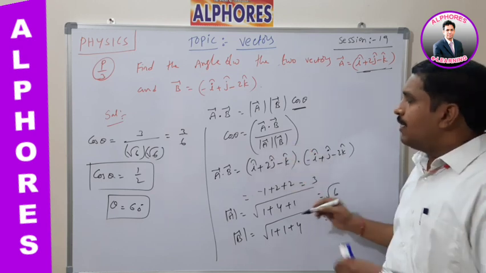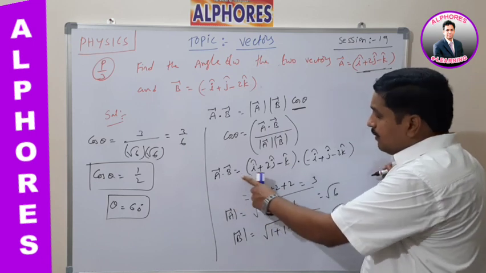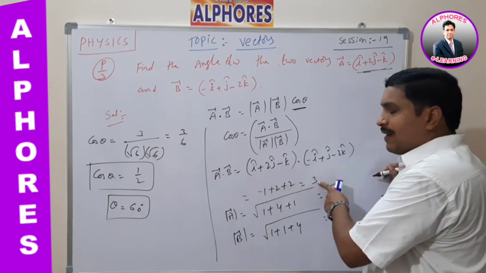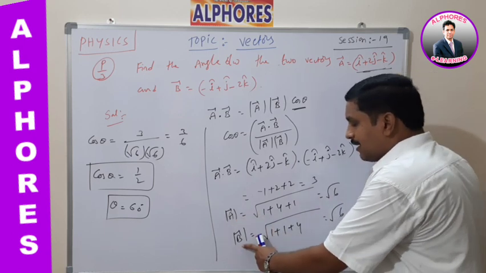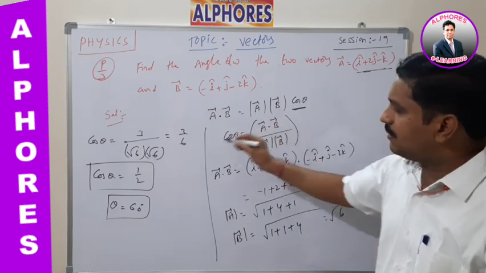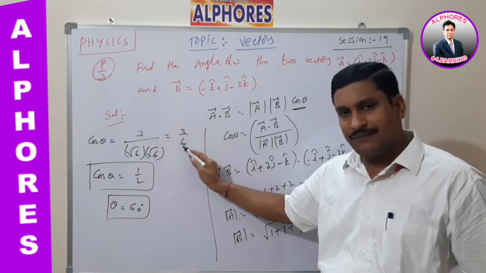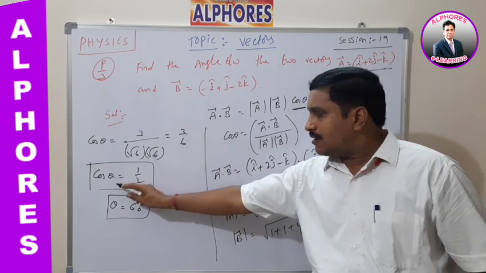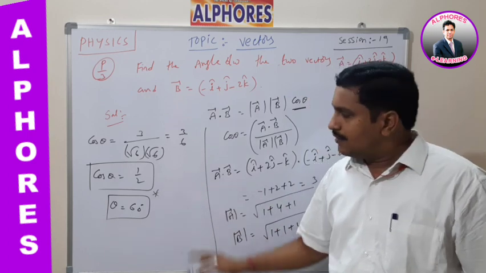Now as per this data, first you have to find A bar dot B bar. By taking A bar dot B bar, you got plus 3. The magnitude of A bar is root 6, and the magnitude of B bar is also root 6. Substituting all these values in the expression, cos theta is equal to 3 by root 6 into root 6, which is 3 by 6, that means 1 by 2. Cos theta is equal to 1 by 2, so the answer is 60 degrees.